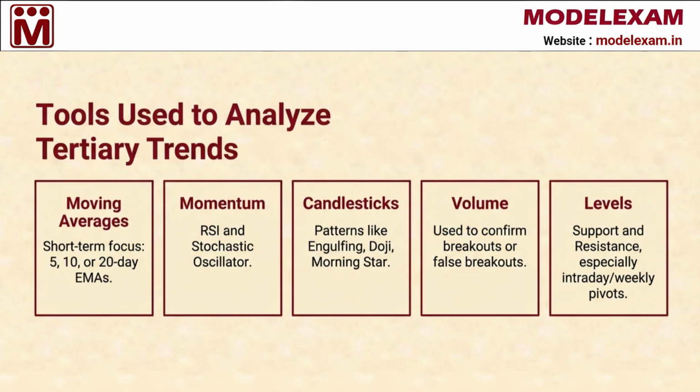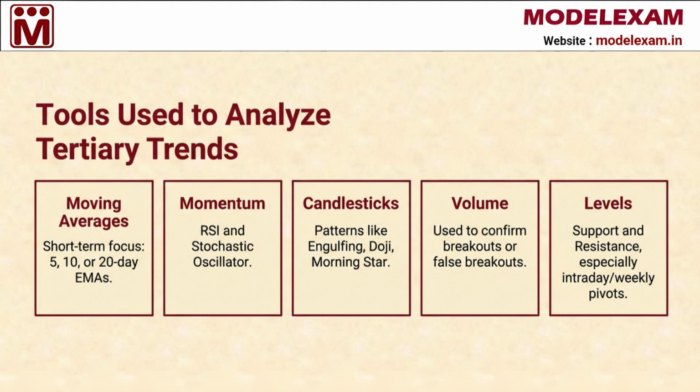To analyze these quick moves, you need fast tools. We use short-term moving averages like the 5-day, 10-day or 20-day exponential averages. Momentum indicators like the RSI are useful here. Traders also rely heavily on candlestick patterns like the engulfing pattern or the morning star to spot reversals. Volume helps confirm if a breakout is real or fake, and looking at support and resistance levels for the day or week is critical.